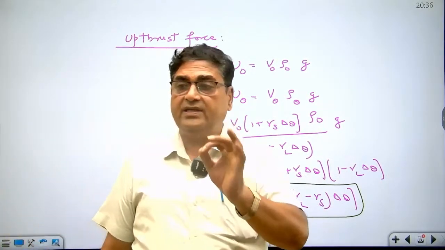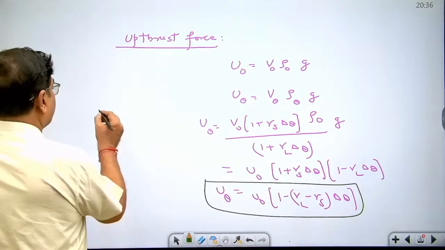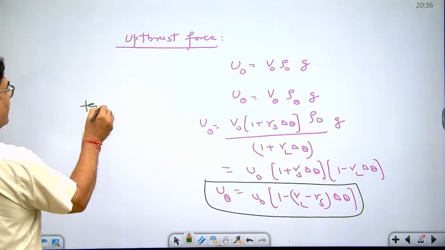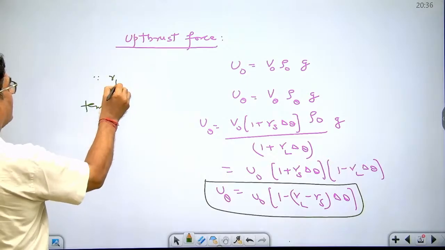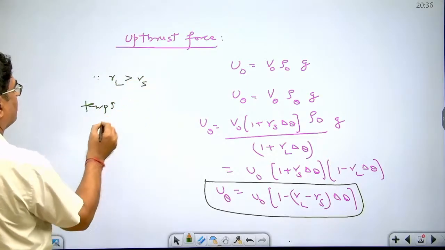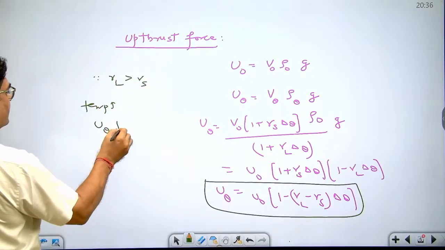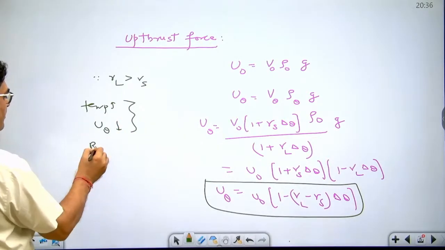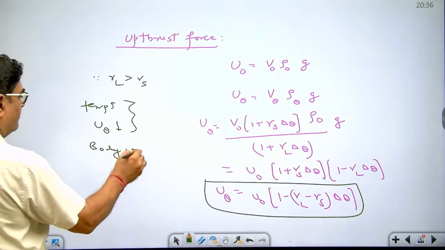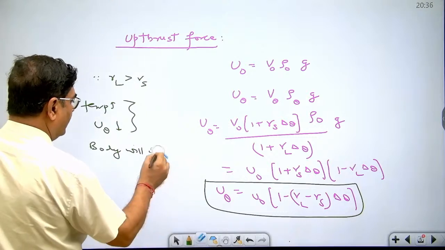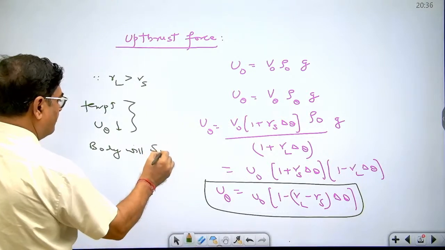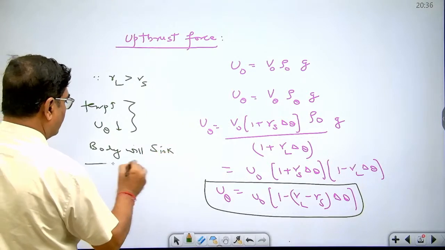With the increase in temperature, this is a very important result: since gamma L is more than gamma S, upthrust force decreases. Meaning the body will sink down. Okay.